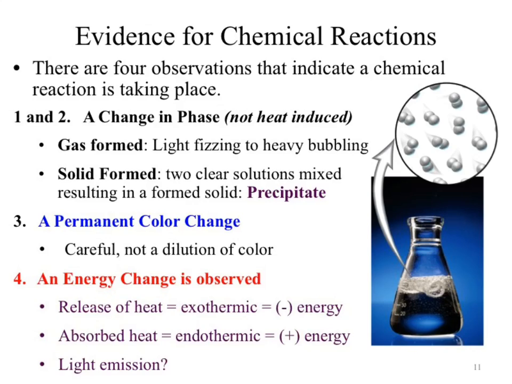Okay? Other one is a permanent color change. We've got to be a little bit careful with that. This is not a dilution of color. Okay? So if we started with red food coloring and clear water, and we mix them, we do end up with a color change. The solution goes kind of pinky red. Okay? That's not a chemical change. All that was a dilution of the original color. Is that insanely tricky to deal with?